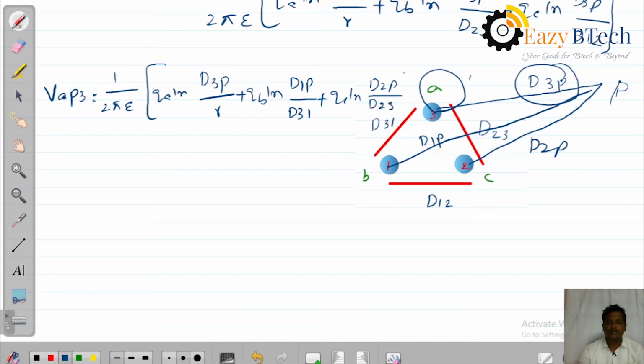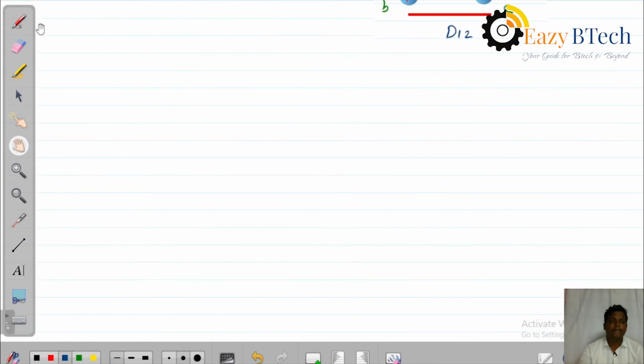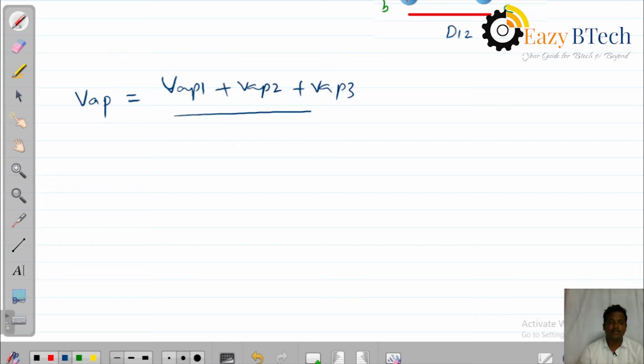D to 3. Okay, this is the third equation. Now, the average potential difference between A to P is (VAP1 plus VAP2 plus VAP3) divided by 3.